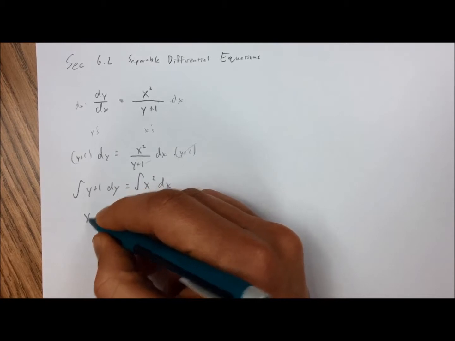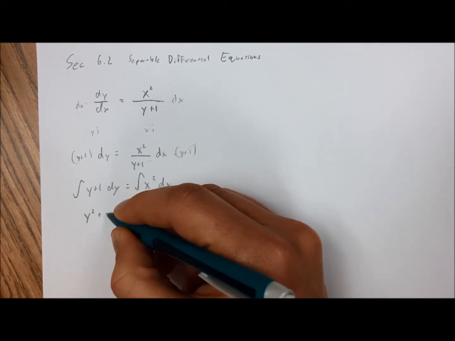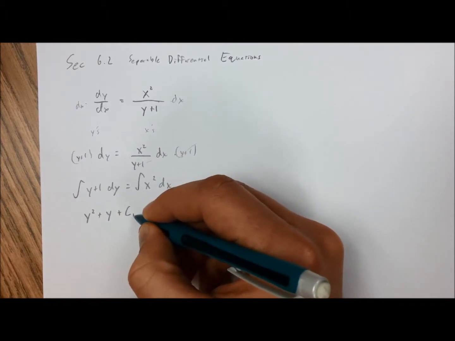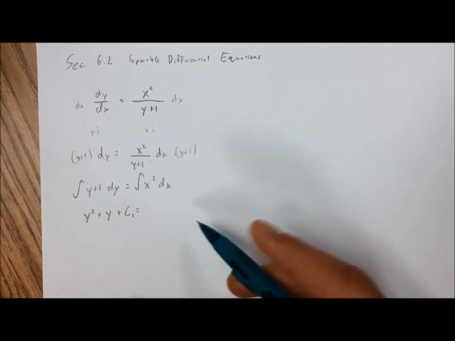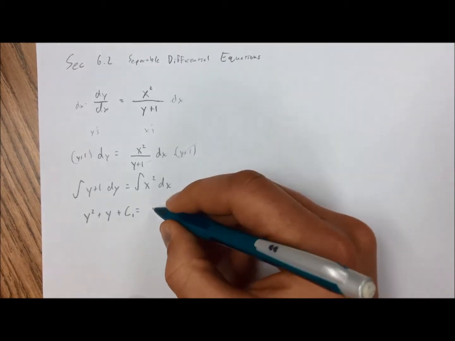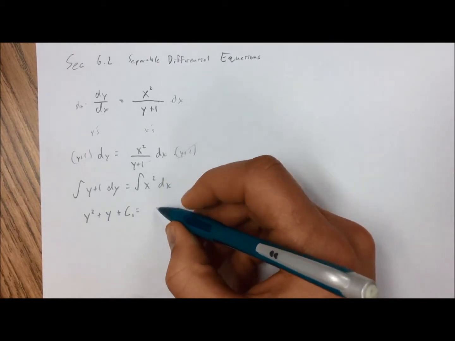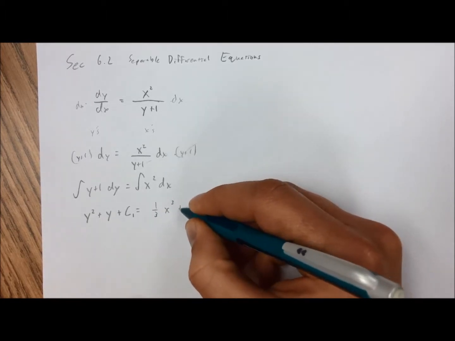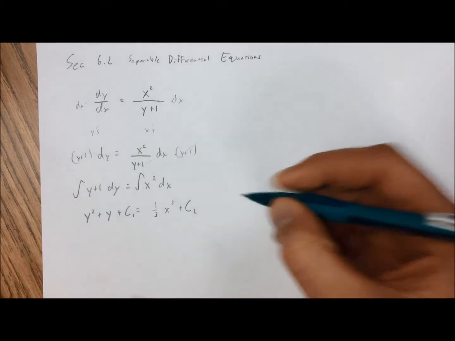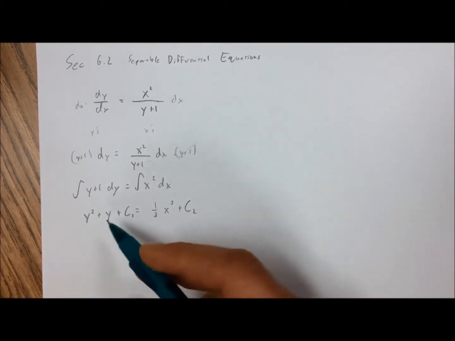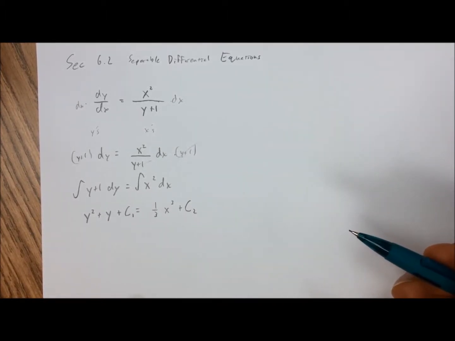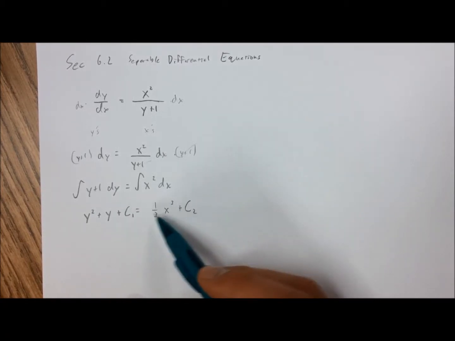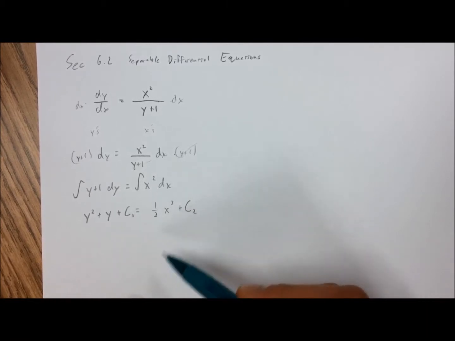And this is going to give me, of course, y squared plus y plus some constant. Now the constant on the left side might be different from the constant on the right side, so I'm going to put c1 over here. And the antiderivative of x squared is 1/3 x cubed plus some other constant over here. And I could solve this for whichever one I want to, really. But what I'm actually going to do here is go ahead and get this over here and bring this constant over here.